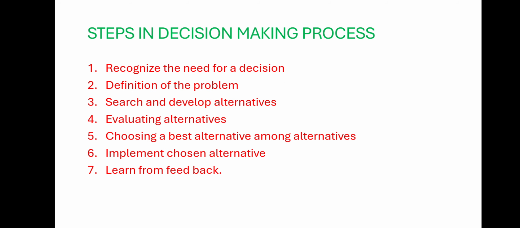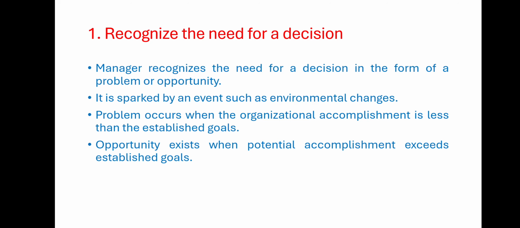Steps in the decision making process is a very important question in your Principles of Management subject. And in Unit 2, steps in the planning process and steps in the decision making process are almost similar except for a few words. The first point is recognize a need for a decision. Definition of the problem; search and develop alternatives; evaluating alternatives; choosing the best alternative among alternatives; implement the chosen alternative; learn from feedback.